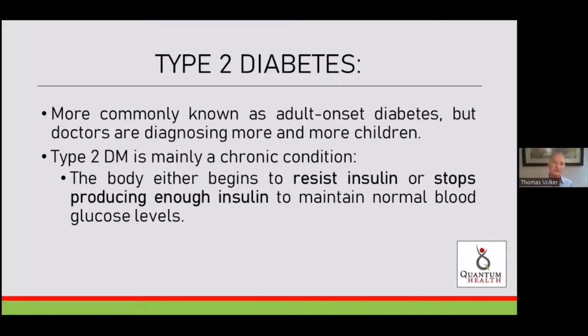So type 1, just to summarize, there the cells in the pancreas are destroyed by your own white blood cells and your immune system, so that insulin can no longer be produced. In type 2 diabetes, very often there is enough insulin, but the body cells have become resistant to insulin, and there are various reasons for that.